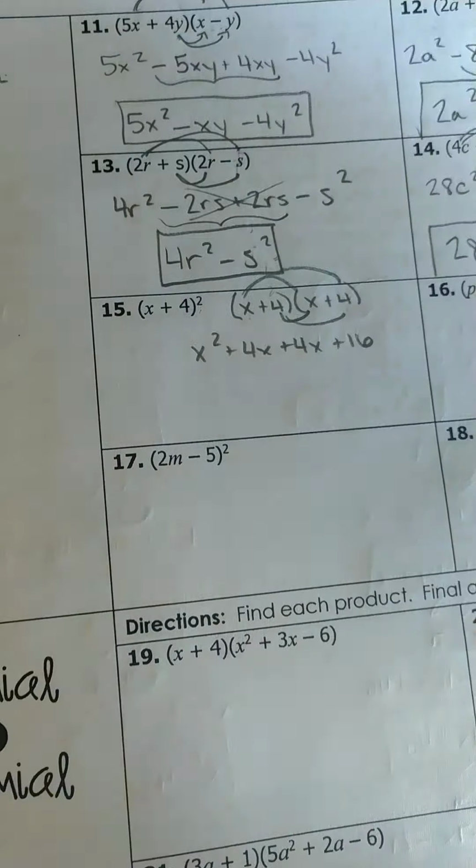So P times P is P squared. P times negative 7 is a negative 7p. Negative 7 times p is negative 7p, and negative 7 times a negative 7 is a positive 49. From there, p squared minus 14p plus 49.